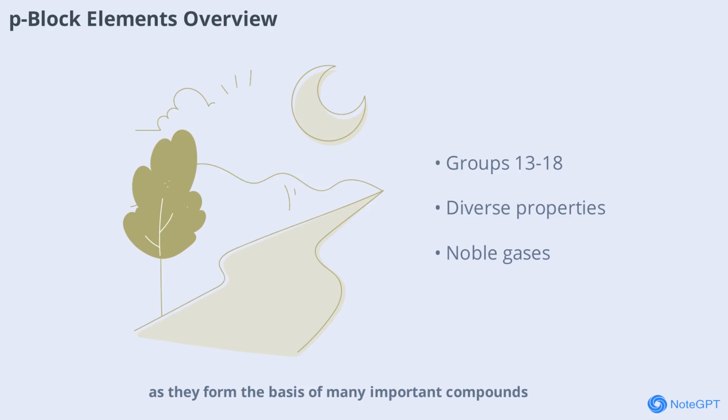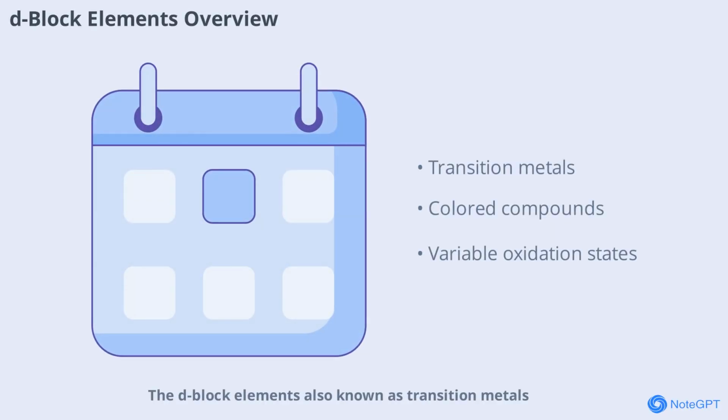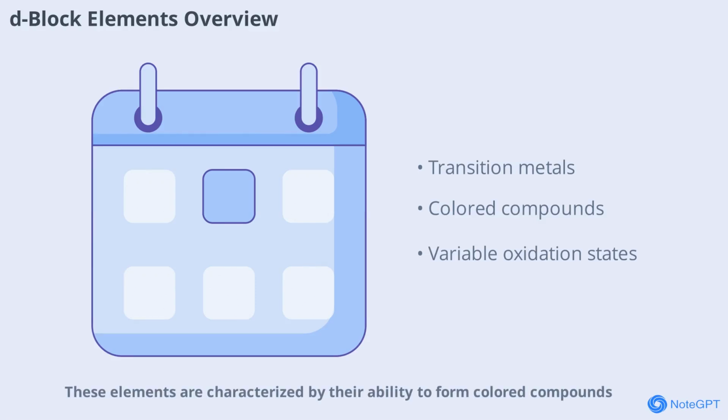D-block elements, also known as transition metals, are found in the center of the periodic table. These elements are characterized by their ability to form colored compounds, variable oxidation states, and complex ions.